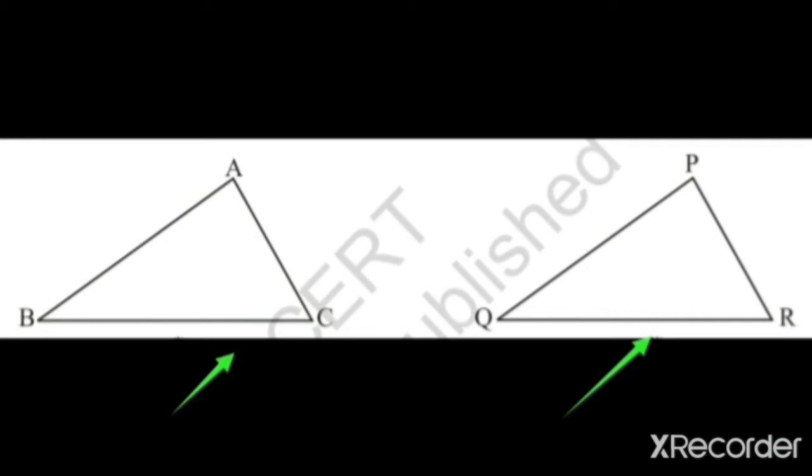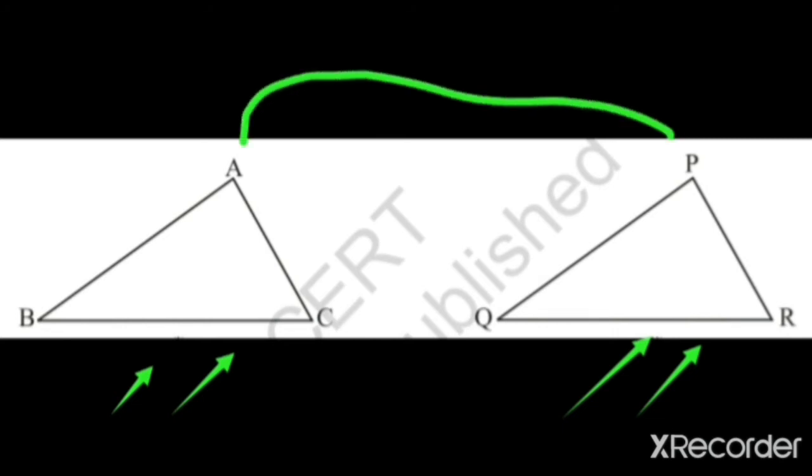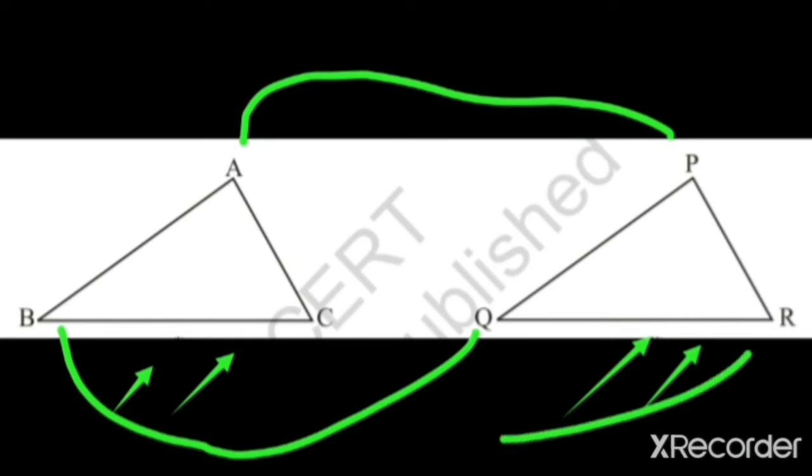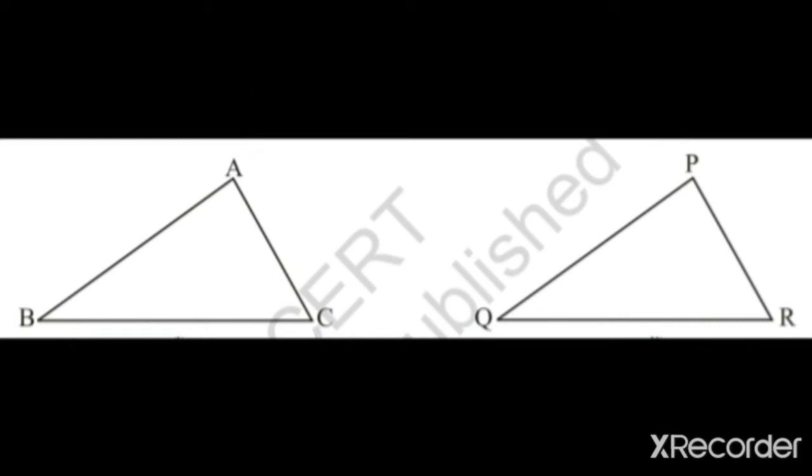This means that when you place triangle PQR over triangle ABC, P falls on A, Q falls on B, and R falls on C. We also mean that line segment AB is congruent to line segment PQ.